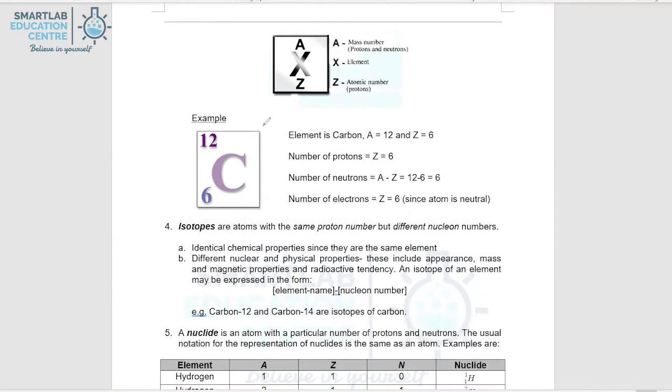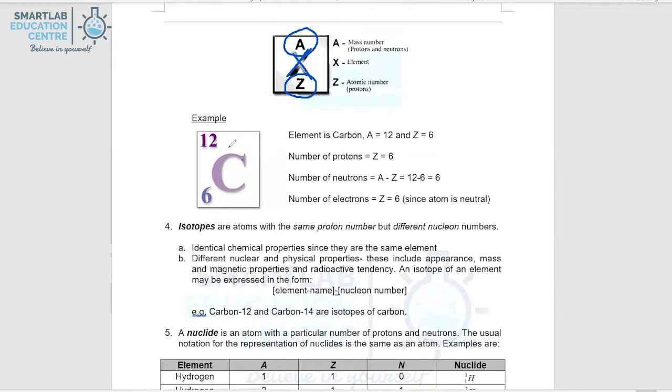So to represent the protons, neutrons, and electrons, we have X, which is the chemical symbol of the element, and the number A represents the mass number, which is the number of protons and neutrons, or sometimes also called the nucleon number, while Z represents the atomic number, which is the number of protons in the nucleus.